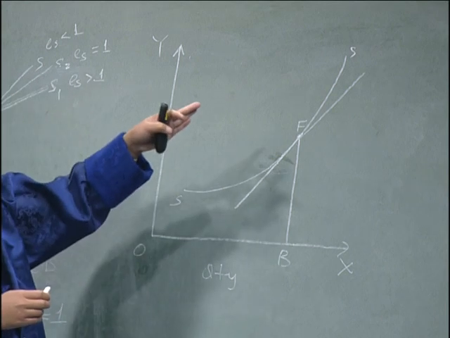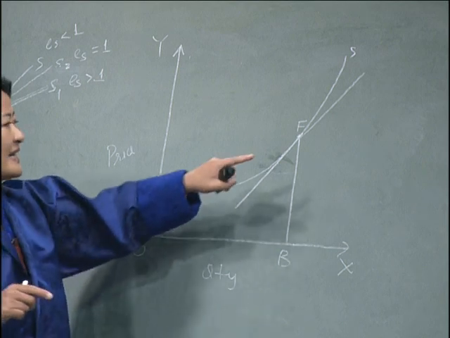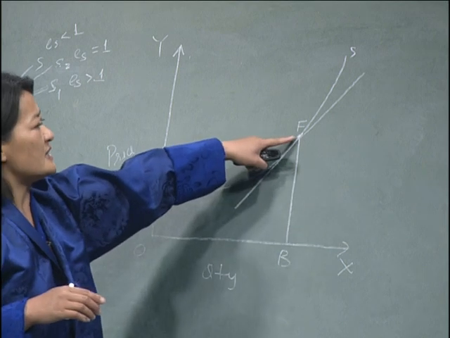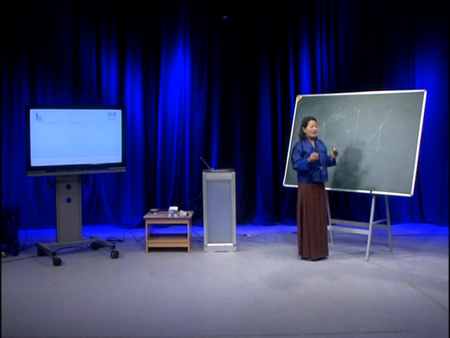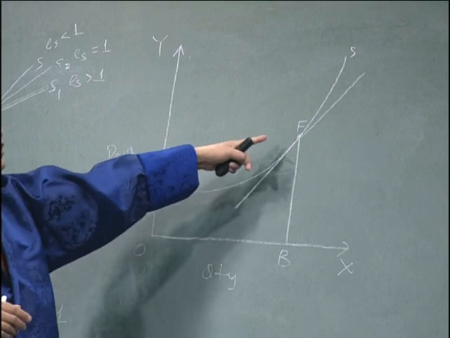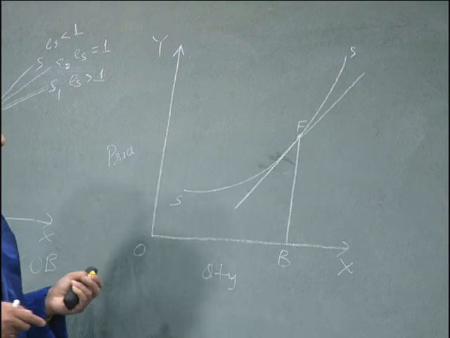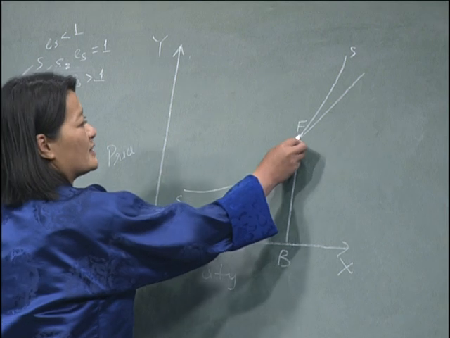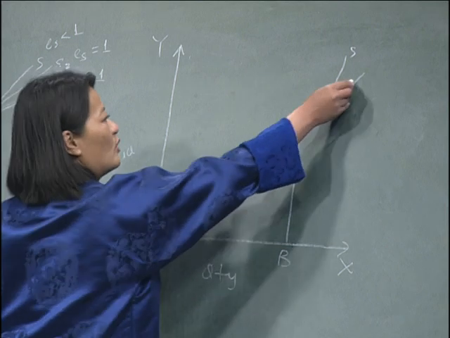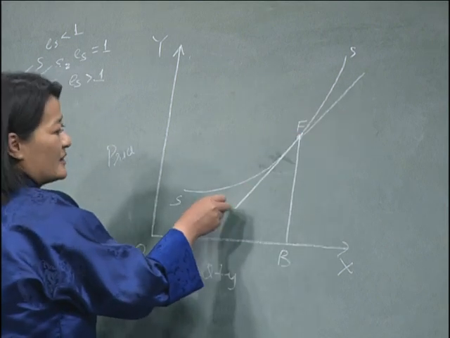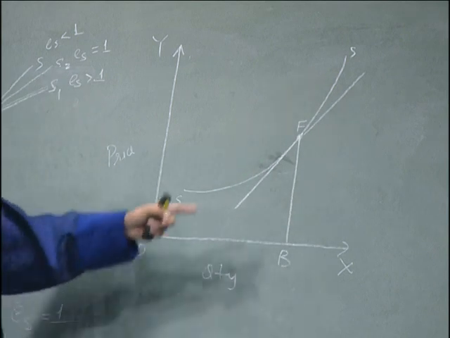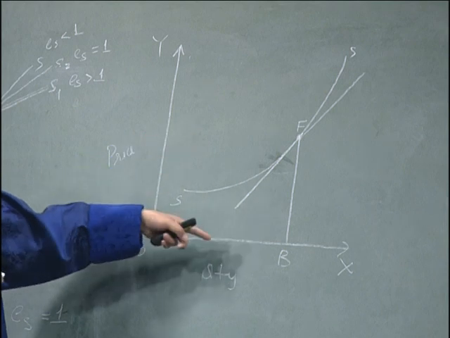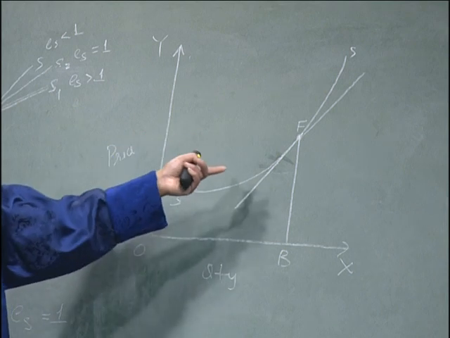Now, after drawing this straight line, you will take this tangency point to measure the elasticity of supply. The reason why we have drawn a straight line that is tangent to point F is because at this tangency point, the slope of this straight line and the slope of the supply curve are equal. That is why we draw a straight line that is tangent to point F.